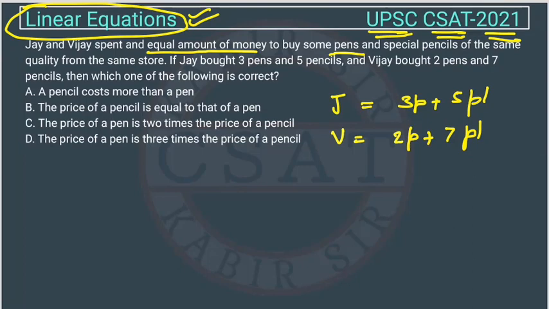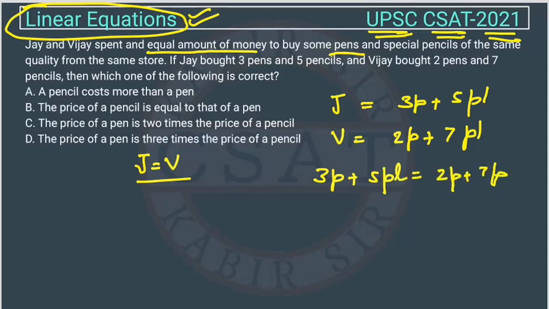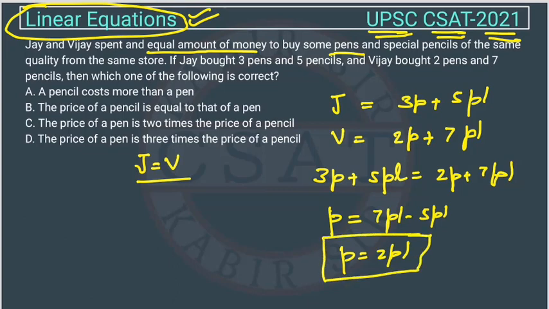And this is also given that they have an equal amount of money. So both equations will be equal. So this will become 3 pen plus 5 pencil is equal to 2 pen plus 7 pencil, right? So 2 pen will come this side, 5 pencil will come this side. So this will become pen is equal to 7 pencil minus 5 pencil, which will become 2 pencil. So 1 pen is equal to 2 pencil, right?